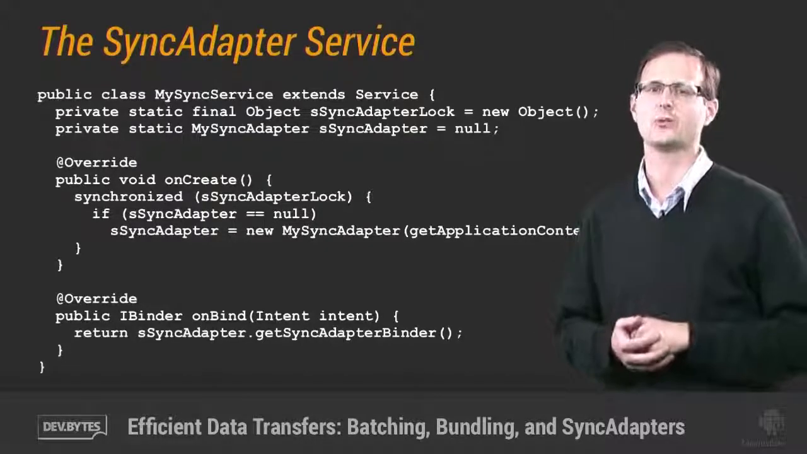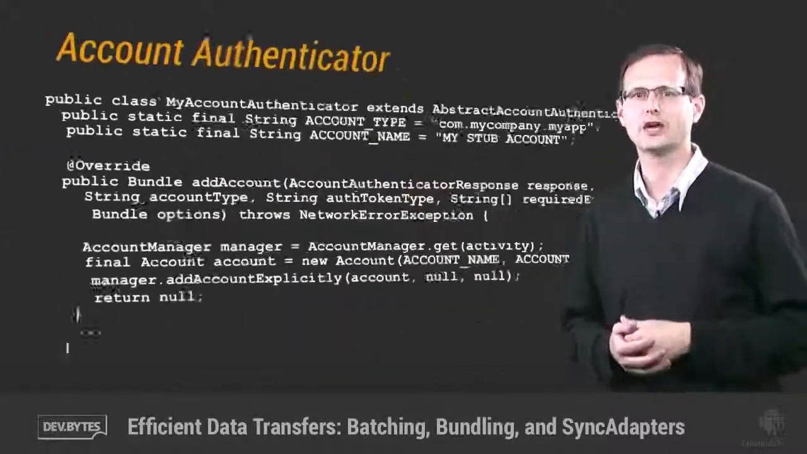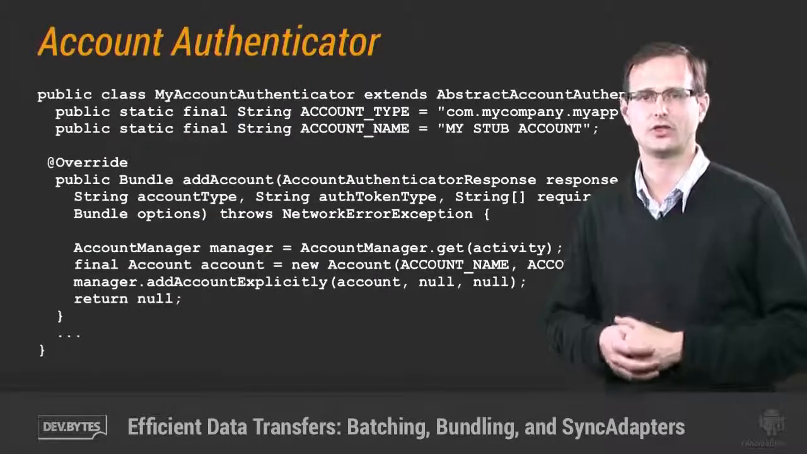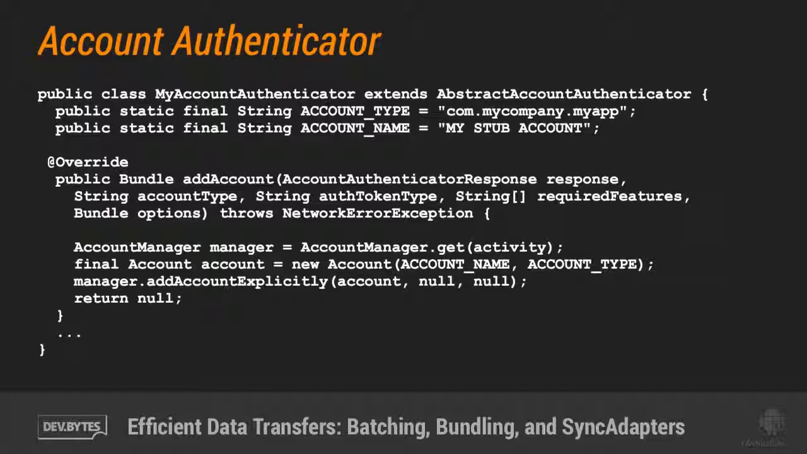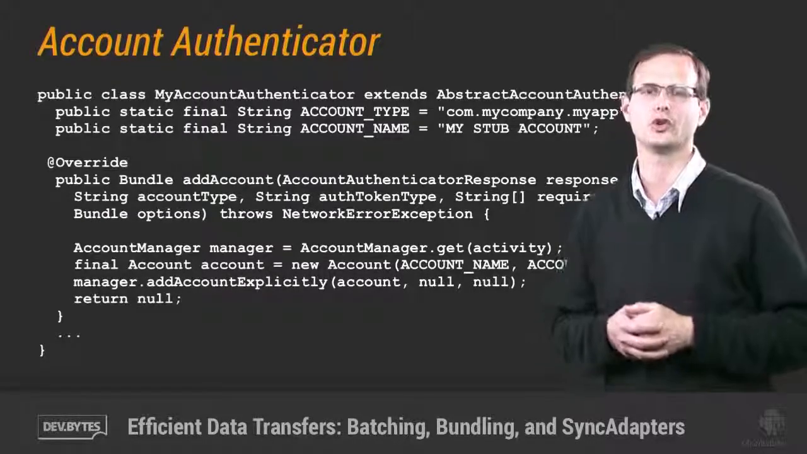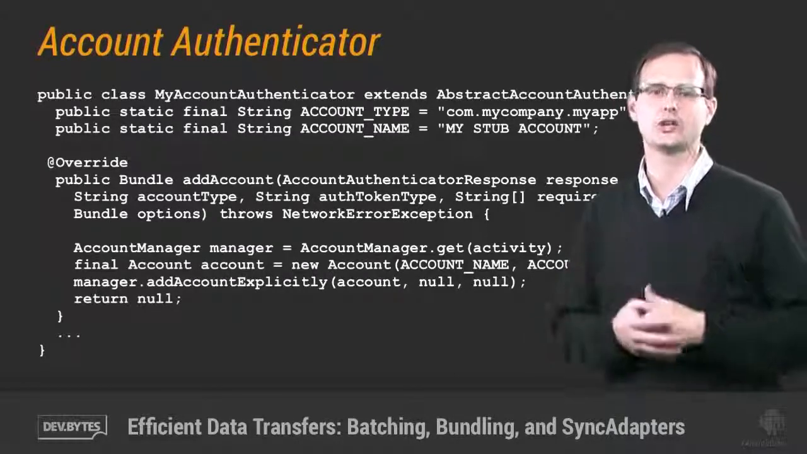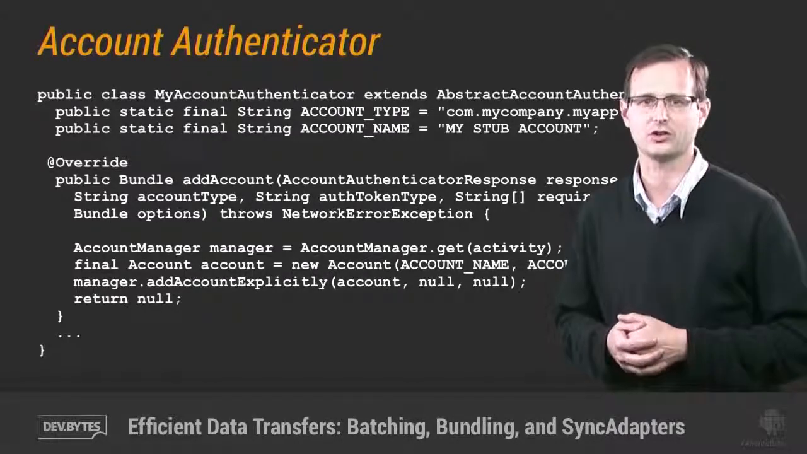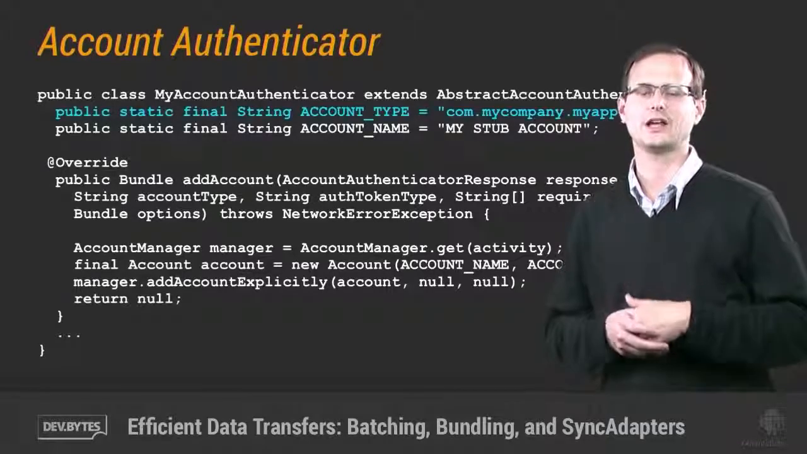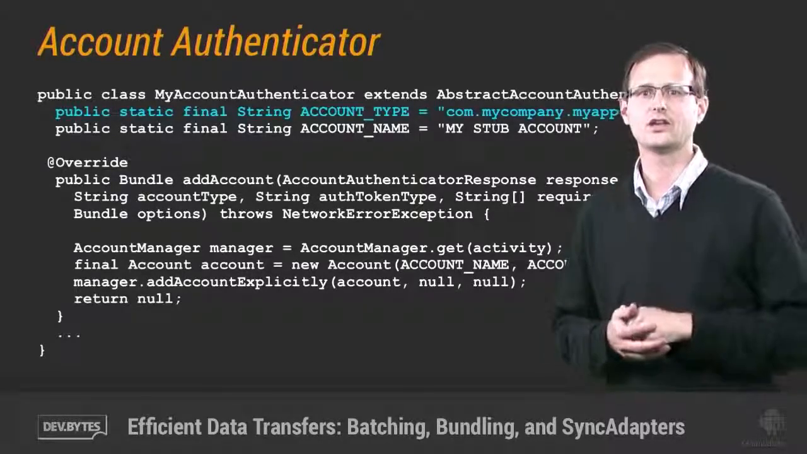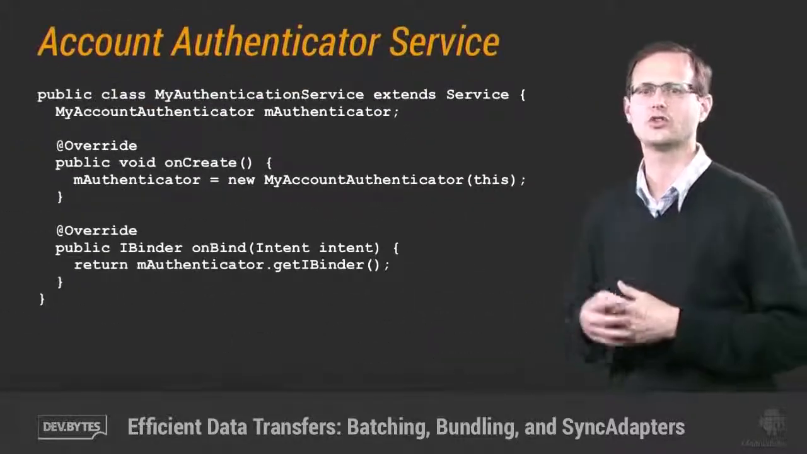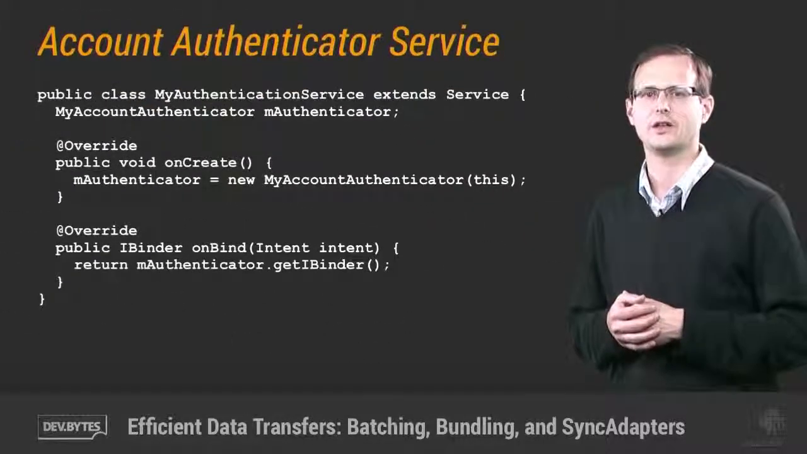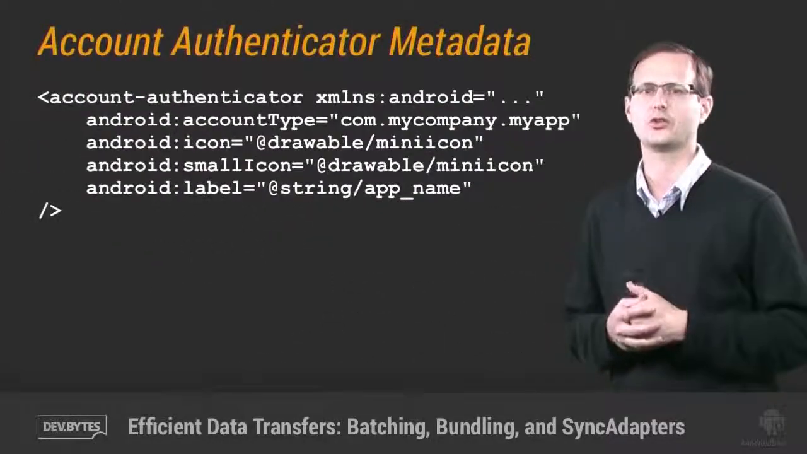If you don't use accounts for your application, you can create your own mock account by extending the abstract account authenticator. In this boilerplate, you'll notice that I'm overriding the addAccount method. Here you would typically ask the user to enter their authentication details for your service, but instead you can just create a new stub account and explicitly add it to the account manager. Take particular note of the account type you specify. Like the SyncAdapter, the account authenticator also needs a service from which to run, so create a new service that binds to your implementation. Then create a metadata file for your account authenticator.